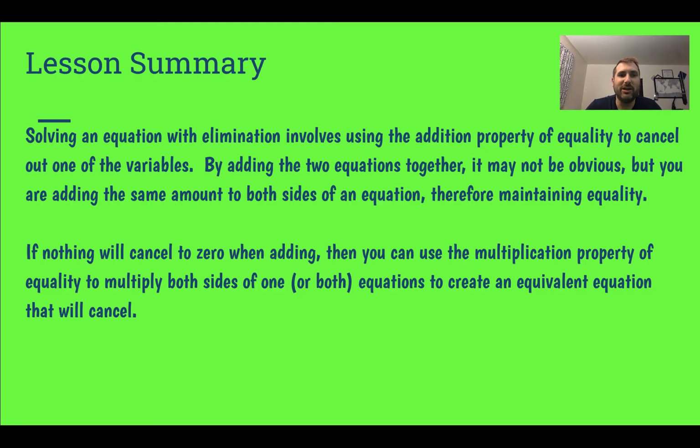In this lesson, we learned that elimination involves your addition property to cancel out one of the variables because you're adding the same things to both sides. If nothing cancels right away, then we're using our multiplication property to multiply both sides of one or both equations and creating an equivalent equation where they will now cancel. Then we can add the things together and solve just like we've been doing.